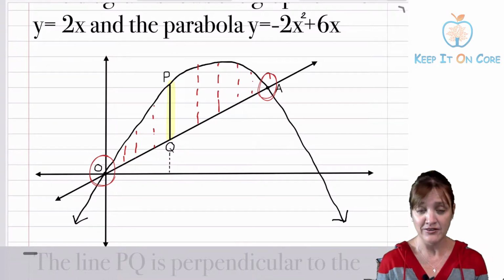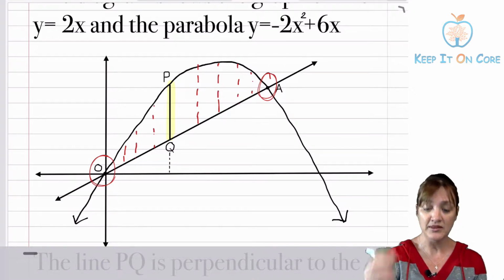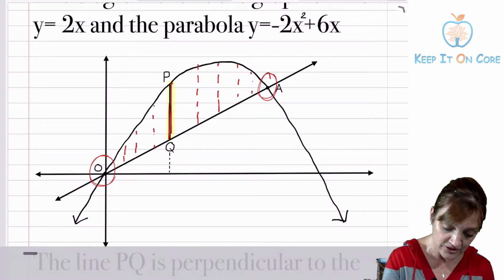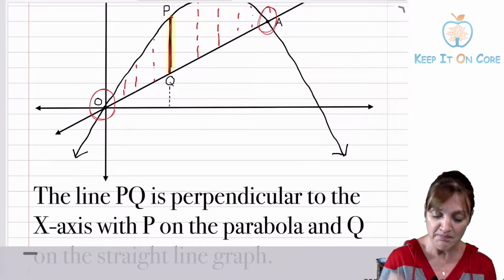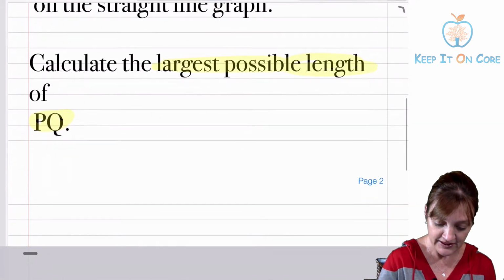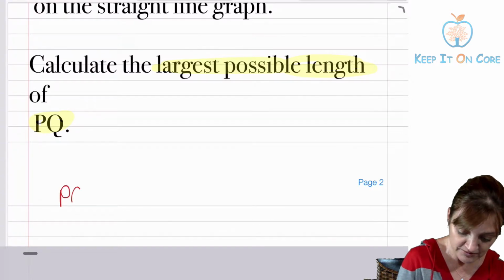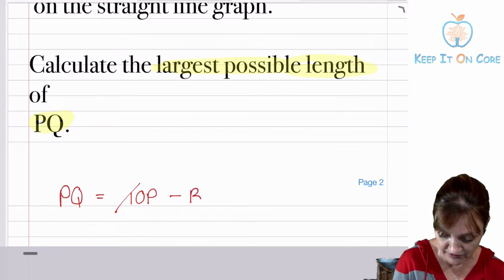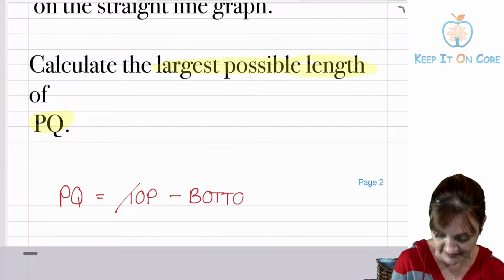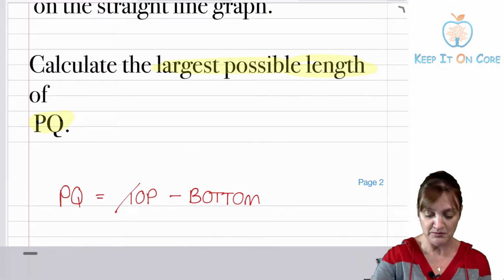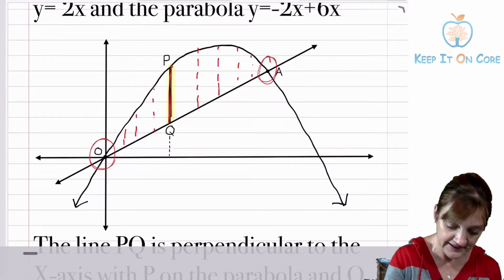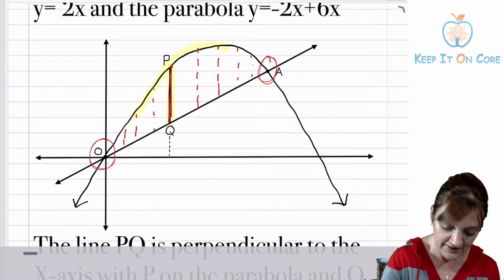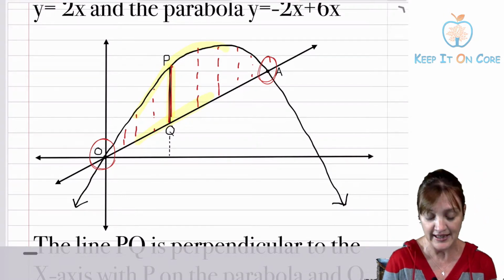The first thing you need to do is come up with a formula that represents the line PQ, all right? If you are ever working with a line that is squeezed between two other graphs, the best starting point is to take the top graph and minus the bottom graph, because that's essentially the distance between point P and point Q. So the top graph in this case is the parabola. The bottom graph is the straight line, okay?